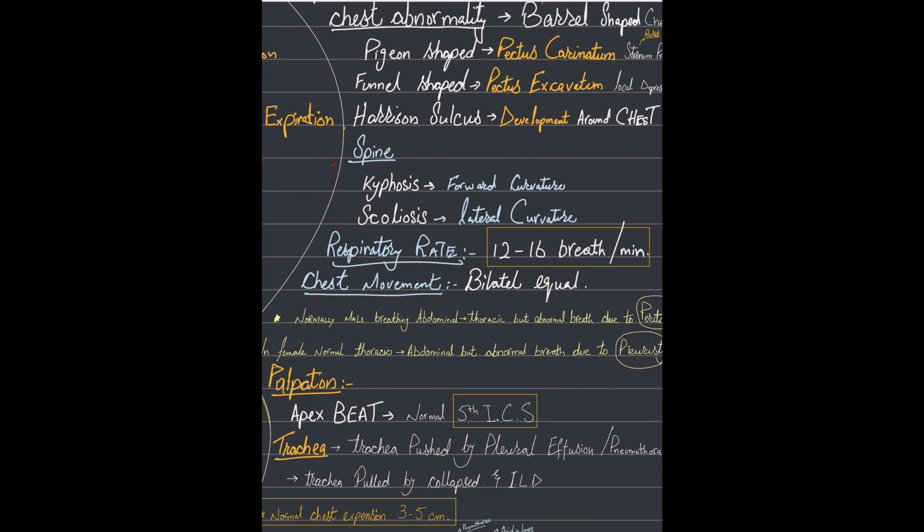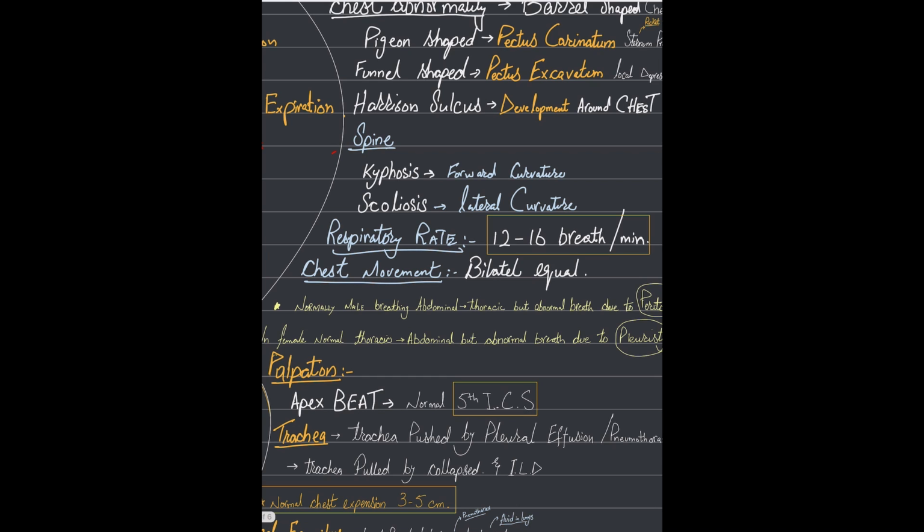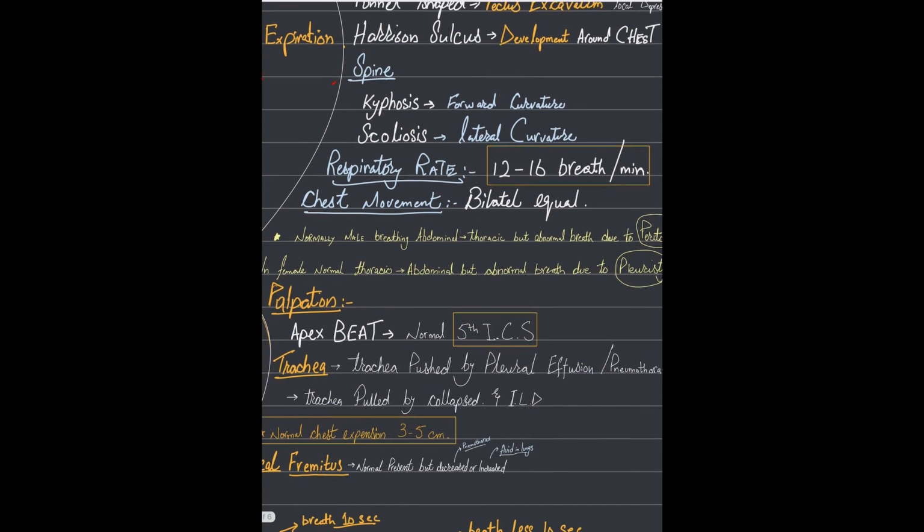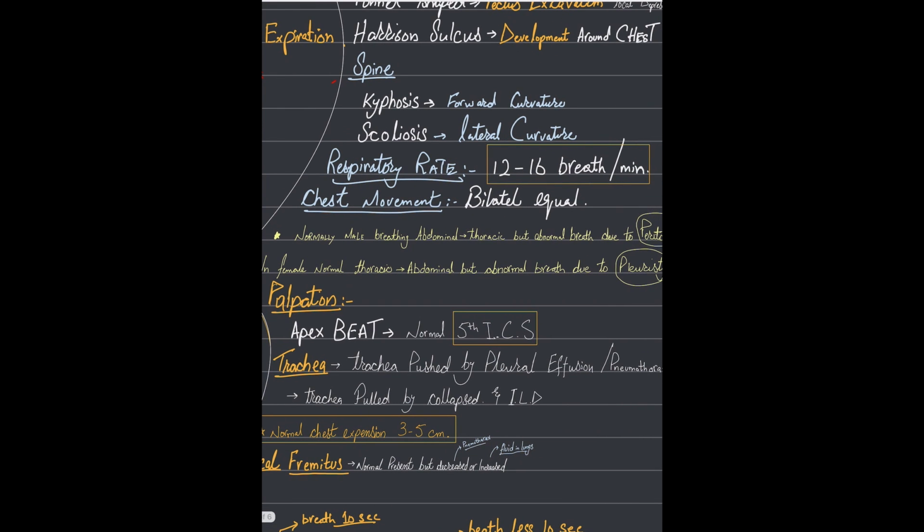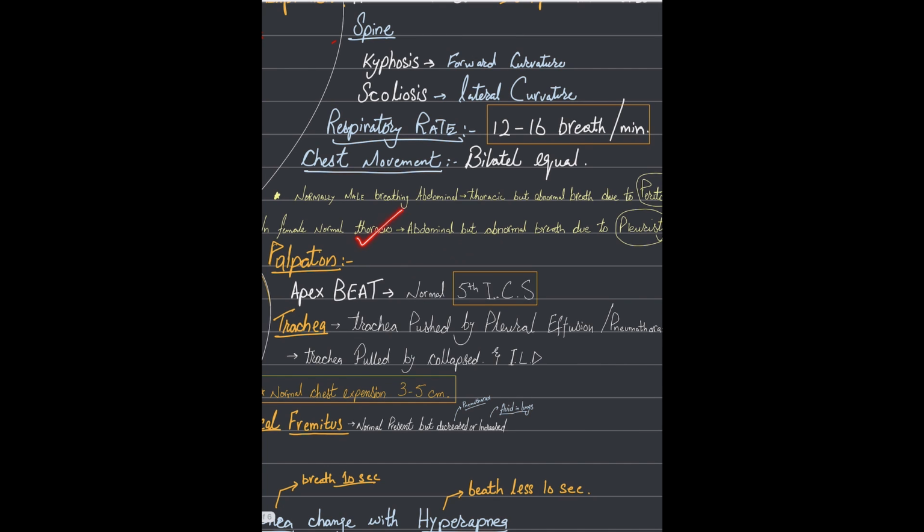Now we're going to see the respiratory rate, which normally is 15 to 16 breaths per minute. And chest movements, we're going to see whether they are bilaterally equal or not. Now we're going to discuss the key points here. In males, normal breathing is abdominal to thoracic, but abnormal breathing is due to peritonitis. In females, normal breathing is thoracic to abdominal, but the abnormal condition is because of pleuritis, because there is an infection in the pleura, so that's why it's abnormal. Now we're going to see palpation.